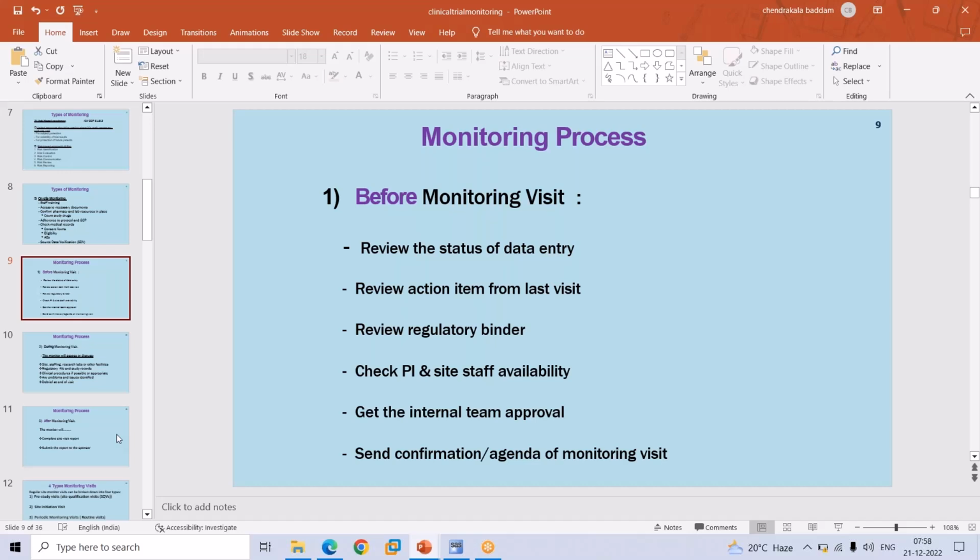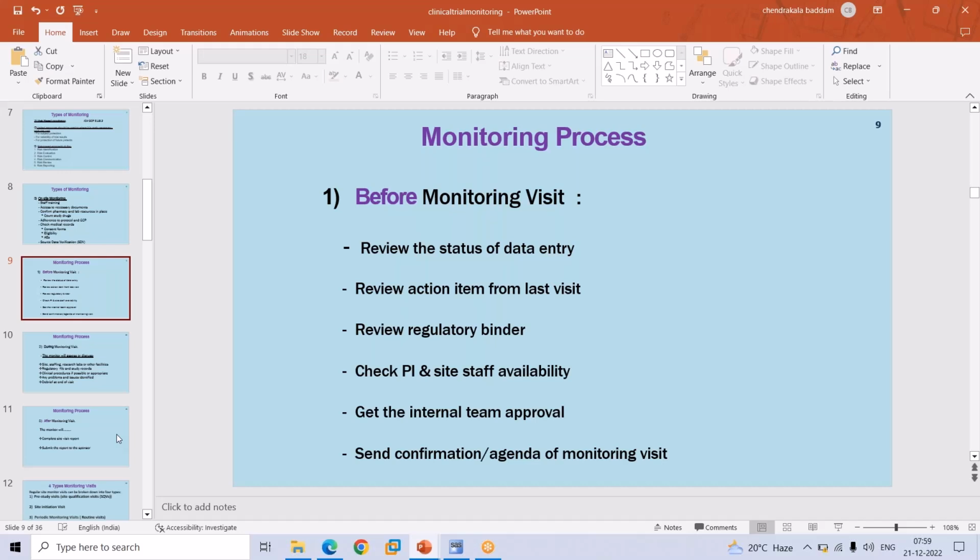Before the visit, they review the status of data entry and the action items from the last visit. That means any query from the last visit, any pending action from the last visits.